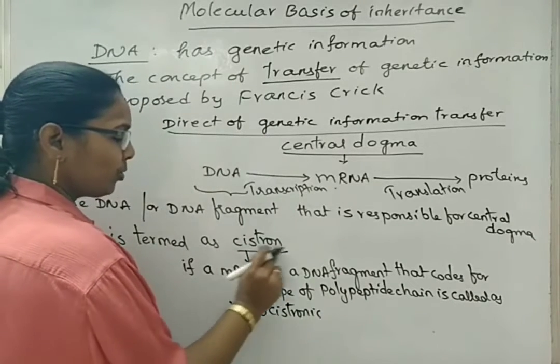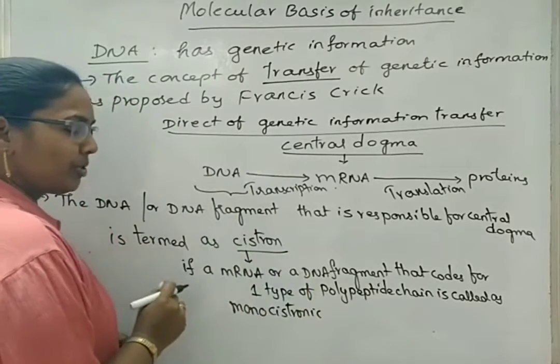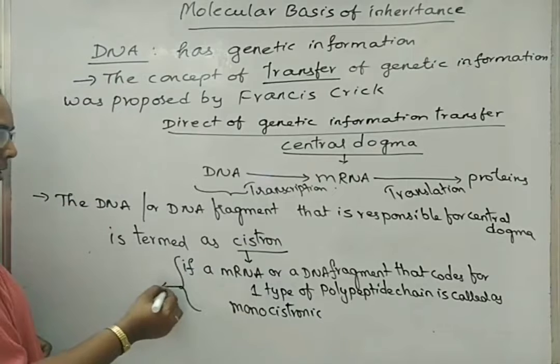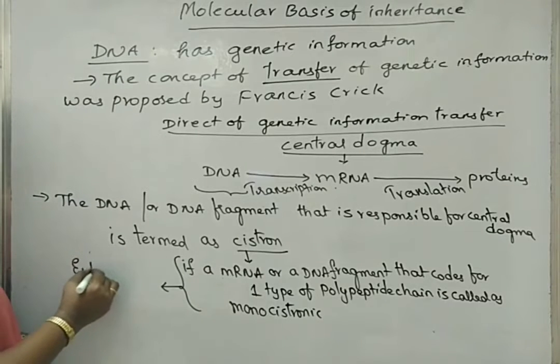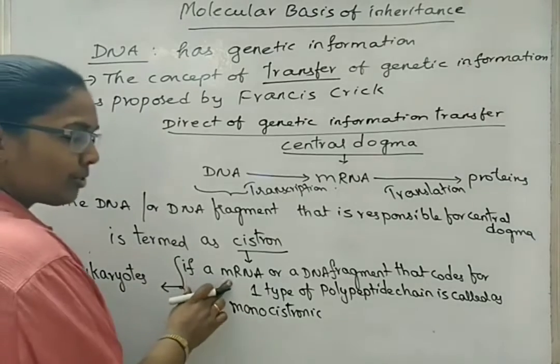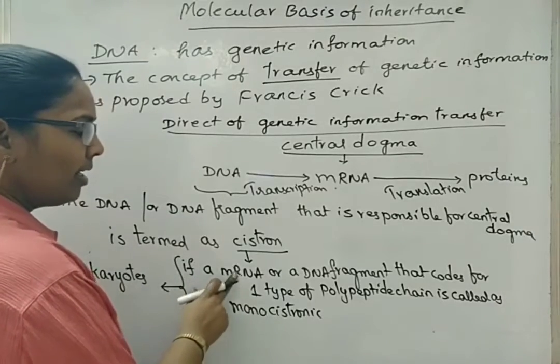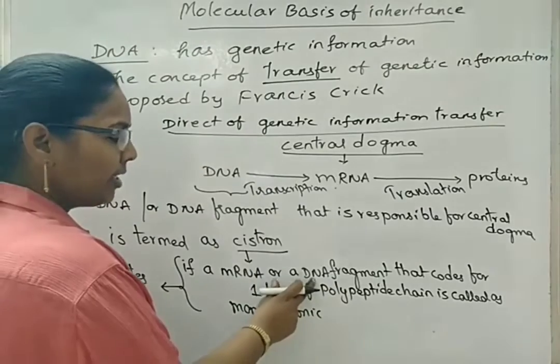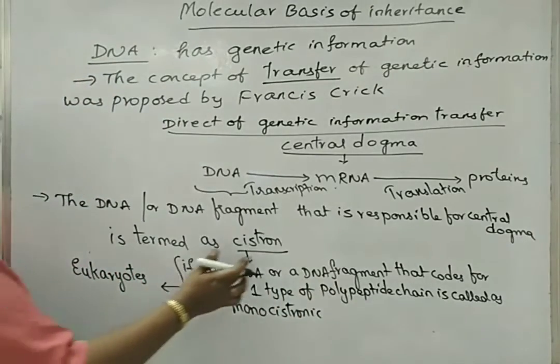Since this mRNA is coded from DNA only during the process of transcription. Examples for monocistronic are eukaryotes. So, eukaryotes have monocistronic type of mRNA, and the cistron that is responsible for monocistronic nature is the DNA fragment, or the cistron.